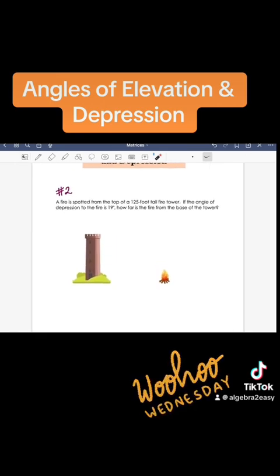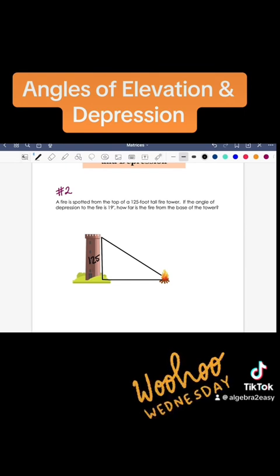Let's try another one, but this time we're going to do angle of depression. A fire is spotted from the top of a 125-foot tall fire tower. If the angle of depression to the fire is 19 degrees, how far is the fire from the base of the tower? So all our information is saying we have an angle of depression to the fire. So let's draw ourselves a triangle. All right, so from the tower to the fire, there we go. We've got our triangle here. All right, we know the height of this tower is 125 feet. We know the angle of depression to the fire is 19 degrees.